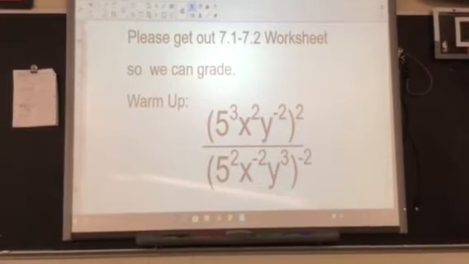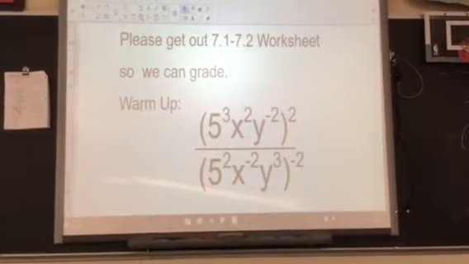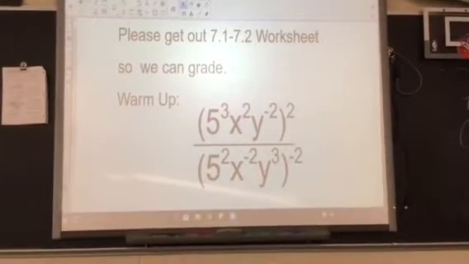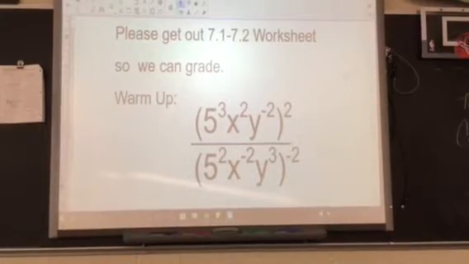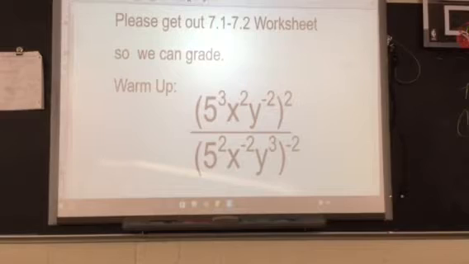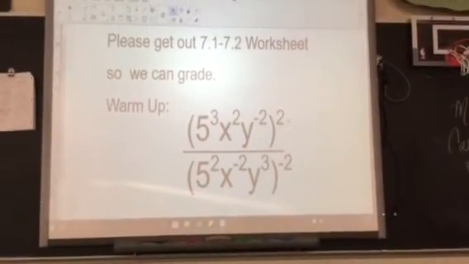Isaac, what'd you get? 5 squared x to the 8th power and then y to the 10th power. That's what I got. I didn't write it as 5 squared, I turned that 5 squared into a 25. 25x to the 8th, y to the 10th. So let's look at that.